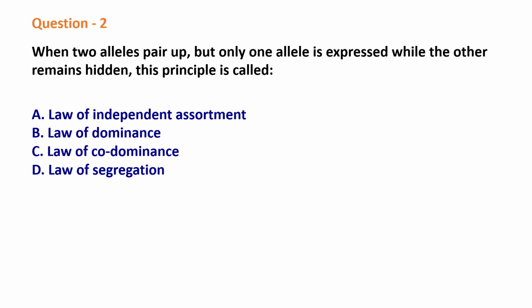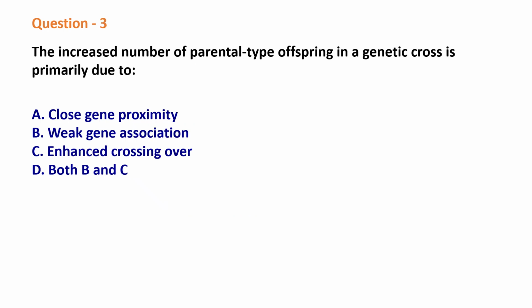Question 2. When two alleles pair up, but only one allele is expressed while the other remains hidden, this principle is called, options: law of independent assortment, law of dominance, law of codominance, law of segregation. The correct answer is law of dominance.